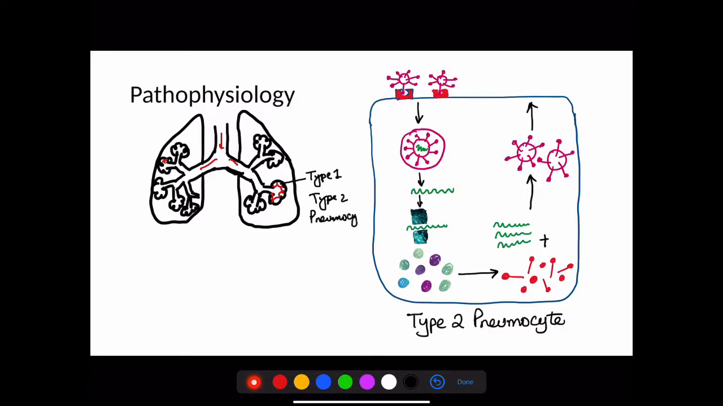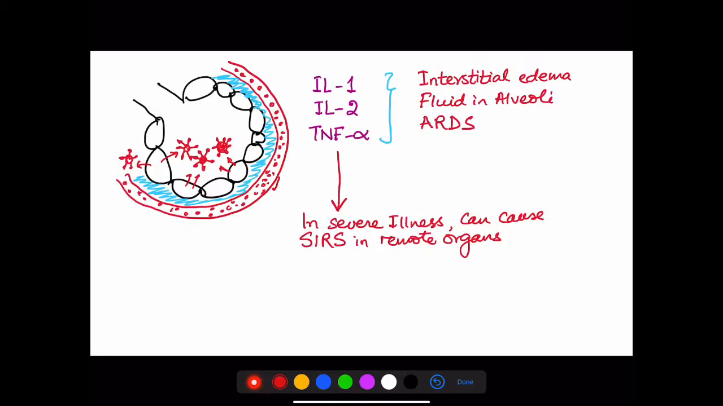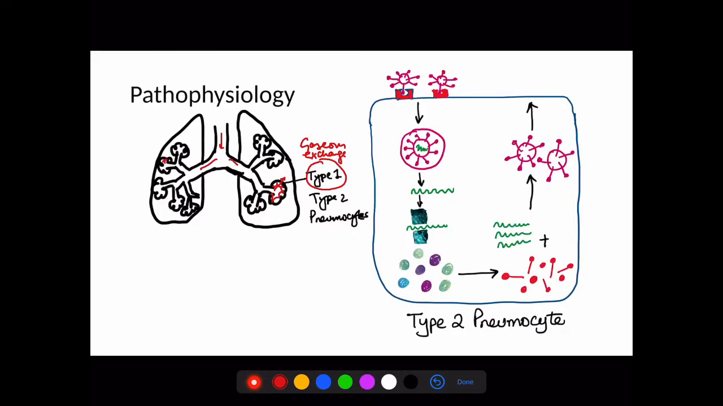They have got special roles, both these types of cells. So type 1 is responsible for gaseous exchange. When we inhale, we take in oxygen, so the oxygen diffuses into the blood and the carbon dioxide diffuses out through the type 1 cells. The type 2 pneumocytes are specialized cells, and you can see over here, these cells are responsible for producing surfactant, and surfactant is responsible for maintaining the surface tension of the alveoli that keeps it open.